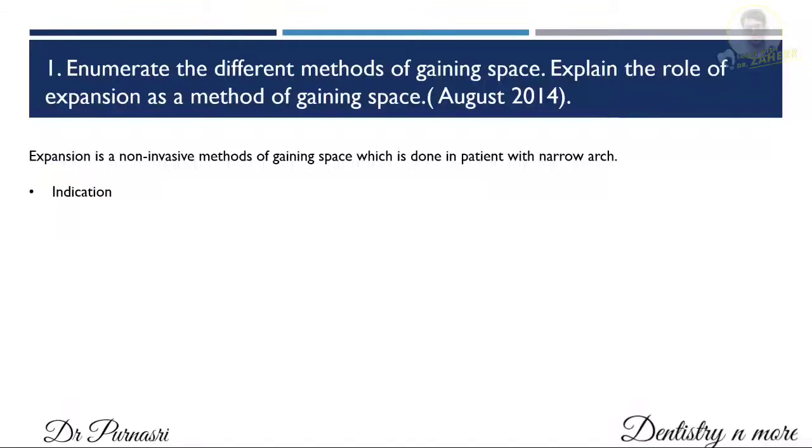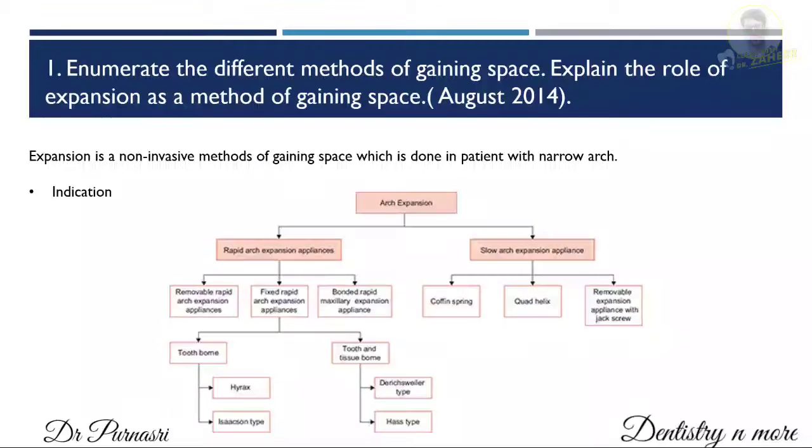So expansion is one of the methods to gain space, which is non-invasive, and it is mainly done in patients with a narrow arch. Then you have to write about the indications for expansion, and then you have to explain about the types of expansion. There is rapid expansion and slow arch expansion. So under rapid, what are the types of appliances that are available to us, and under slow, what are the types of appliances available to us. This is what you have to explain under expansion.